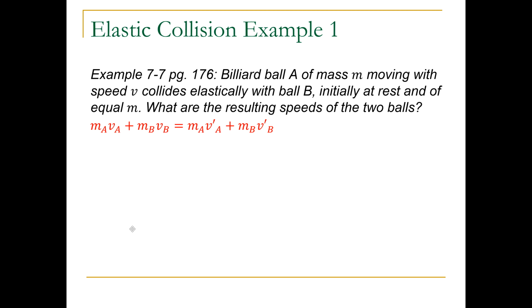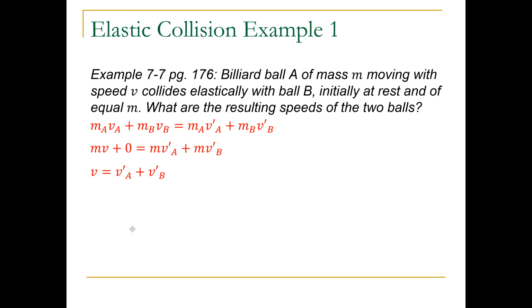So conservation of momentum, I'm just plugging in the values given. So both have a mass of m. A is going with speed v before, and billiard ball B is not moving, so it has zero momentum. Afterward, we don't know either of their speeds, so I'm leaving that as VA prime and VB prime for now.